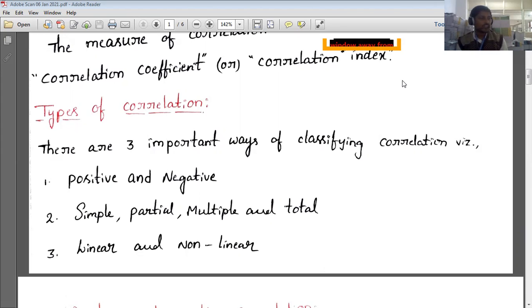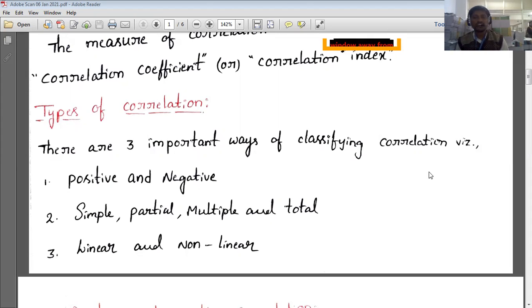And a total correlation is where, however many variables are included, we have to discuss all the variables, that is total. And linear correlation is where the variables' ratio must be constant, it doesn't change at all. And non-linear is where it isn't equal. That is linear and non-linear correlation.